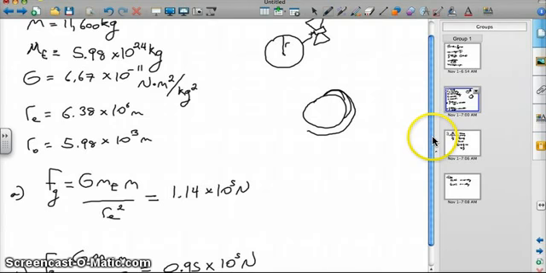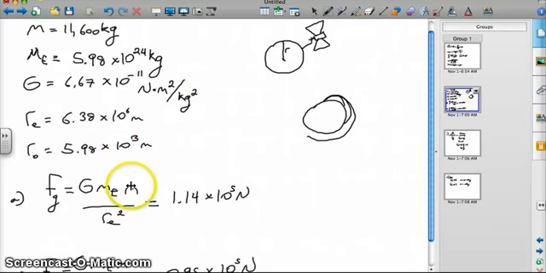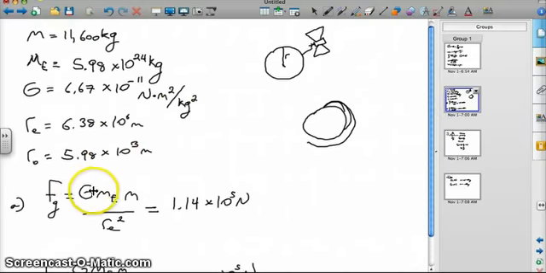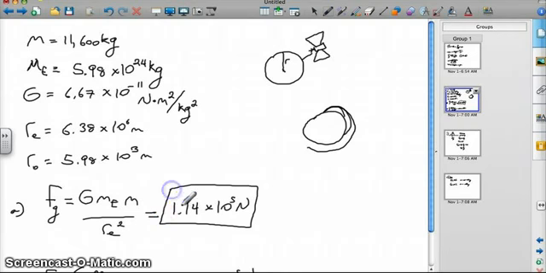So we expect that the weight of the satellite in space should be less, but definitely not 0. If we plug in the values for part A, for the object while it's on the surface of the Earth, we'll plug in the constant g, the mass of the Earth, the mass of the satellite, and the radius of the Earth squared. We can use the radius of the Earth because the object is resting on the surface of the Earth in part A. And we'll get that the weight of the object, or the force of gravity, is 1.14 times 10 to the 5th newtons.